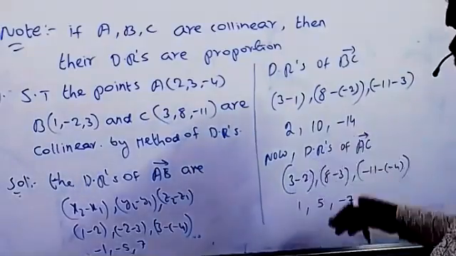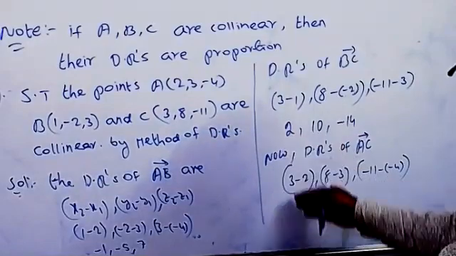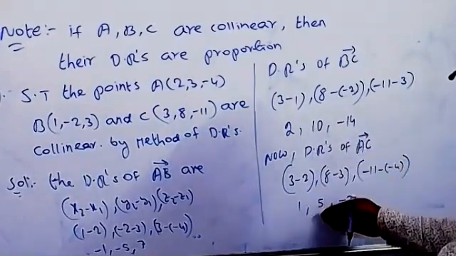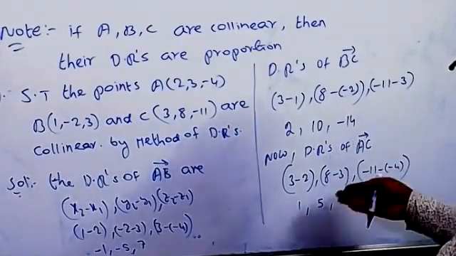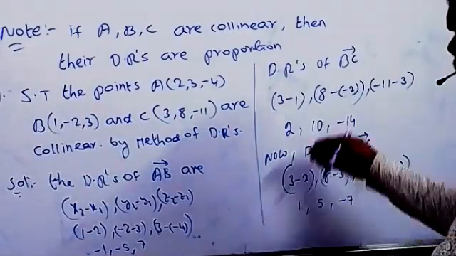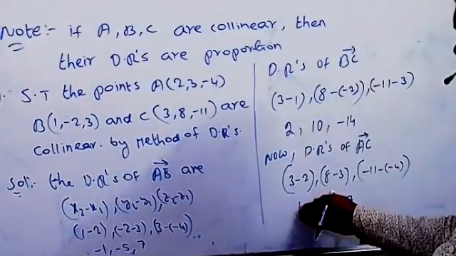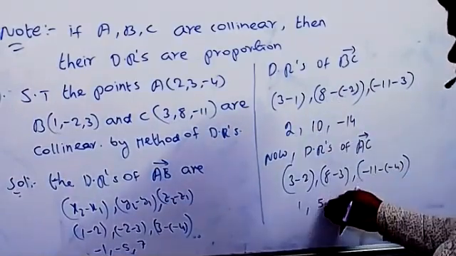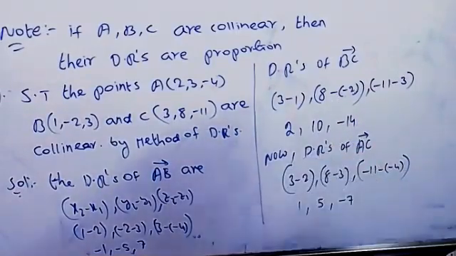Similarly, if you take these 2 points also, we get 1 by 2, this also 1 by 2, and here minus 7 by minus 14 equals 1 by 2 only. And if you take BC by AC, 2 by 1 equals 2, 10 by 5 equals 2 only, and minus 14 by minus 7 also equals 2 only.